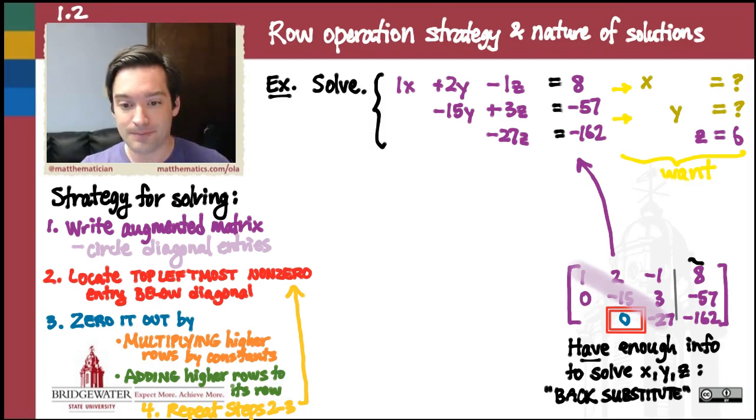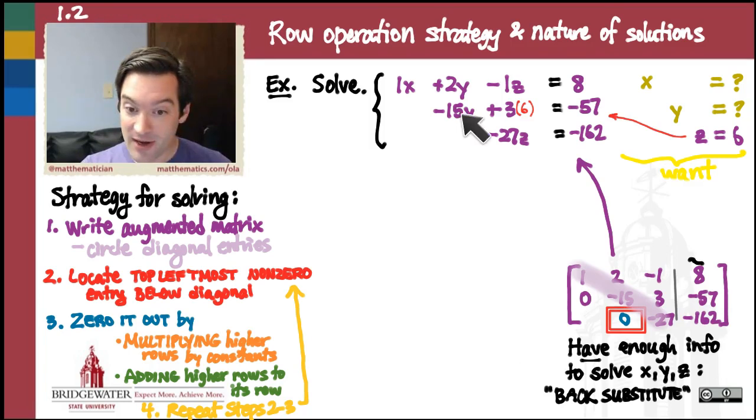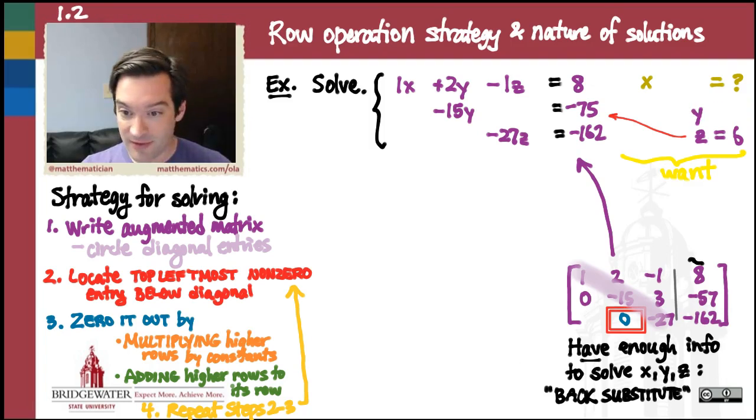So z equals 6. And the back substitution part is then that we're going to use that z equals 6, plug it into the second equation for z, and therefore in the second equation, I only have y left as my unknown. Negative 15y plus 18 equals negative 57. Subtract that 18 from both sides. Divide by negative 15, we find out that y is equal to 5.